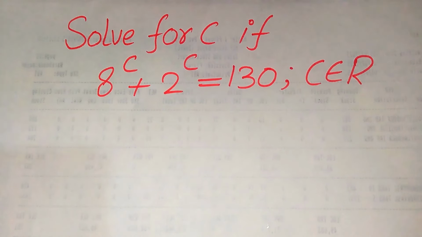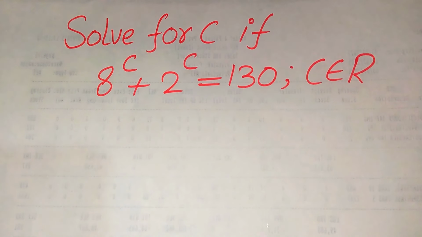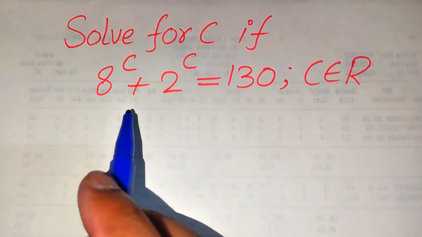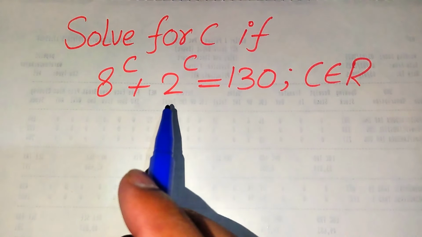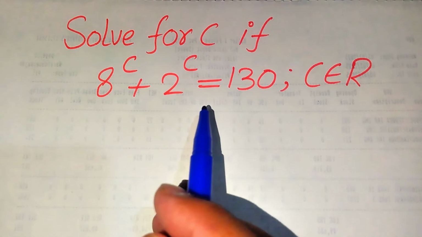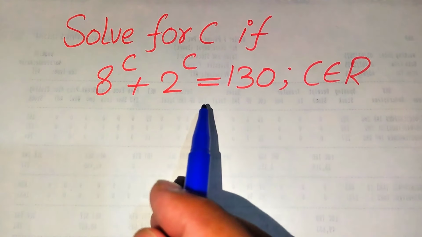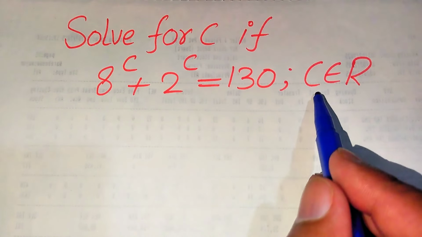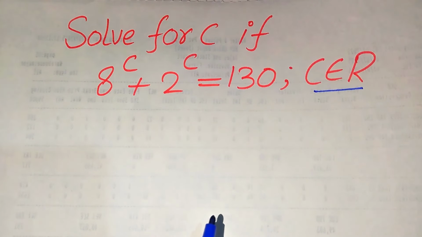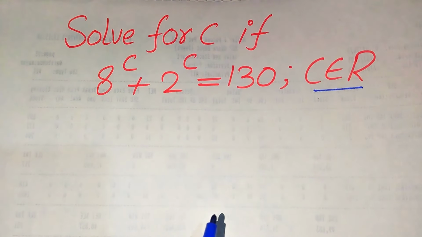Hello everyone, today I want to show you how to solve this problem for the values of c. We have 8 to the power of c plus 2 to the power of c equals 130, and we solve this for the values of c. But remember one thing: our c must be a real number. It means that we solve this problem for the real values of c only.